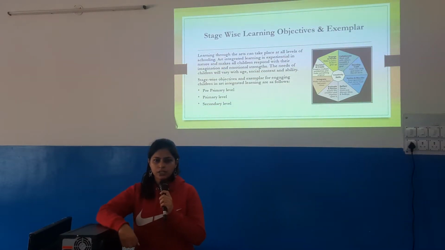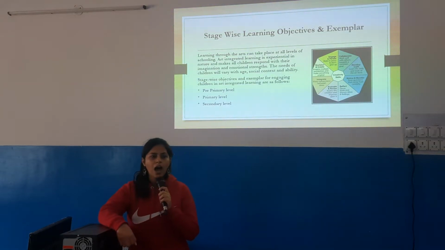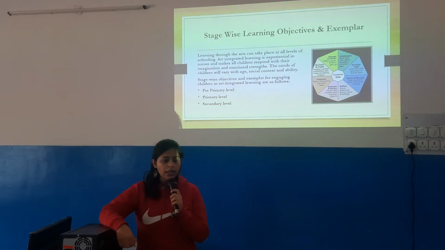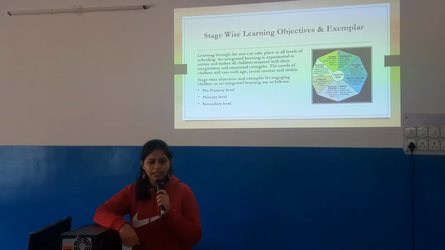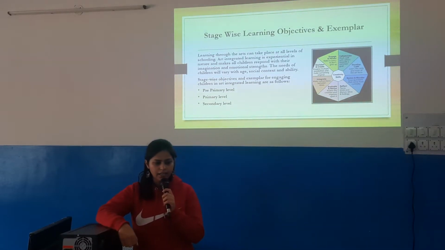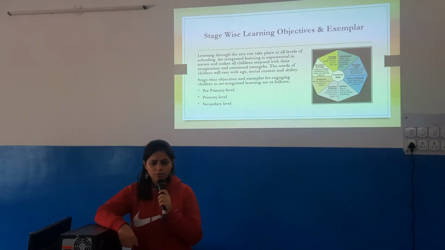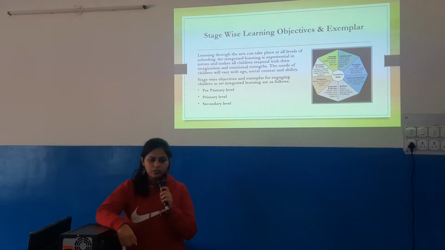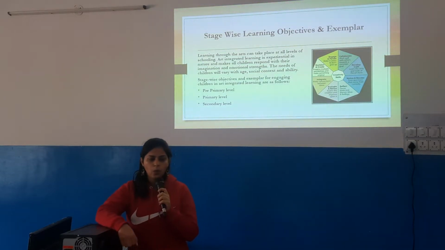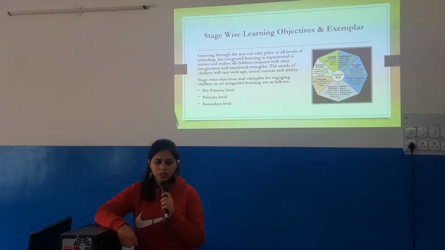Now we are going to see the stage-wise learning objectives and a few examples of how we can integrate art at different levels. Learning through the art can take place at all levels of schooling. Art-integrated learning is experiential in nature and makes all children respond with their imagination and emotional strength. The needs of children will vary with age, social context and ability.